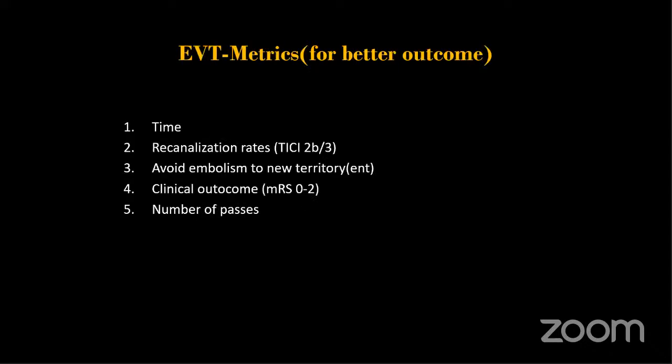The metrics for better outcome are the time and the recanalization rate, which is TICI 2B/3 or 2C. The goal is to avoid embolism to a new territory. For clinical outcome, we are targeting a good functional mRS like 0 to 2 to have the patient independent after the stroke. The number of passes and recanalization percentages are very crucial.